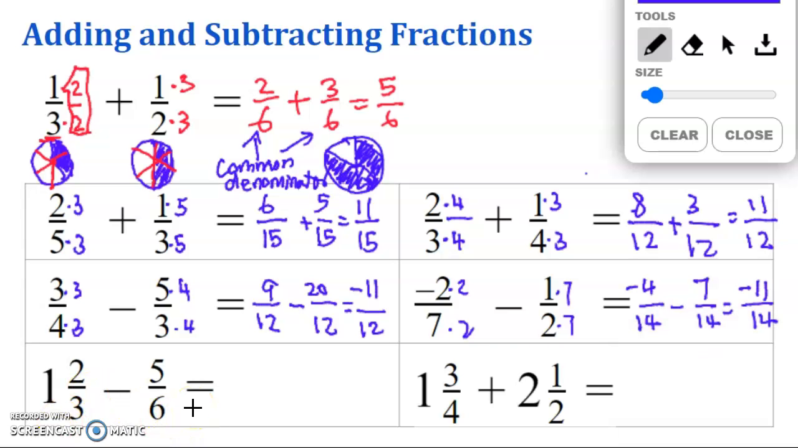Okay, for this problem, again, we are dealing with improper fractions. It's far better to turn mixed fractions into improper fractions. 1 times 3 is 3, plus 2 is going to be 5, minus 5 over 6.